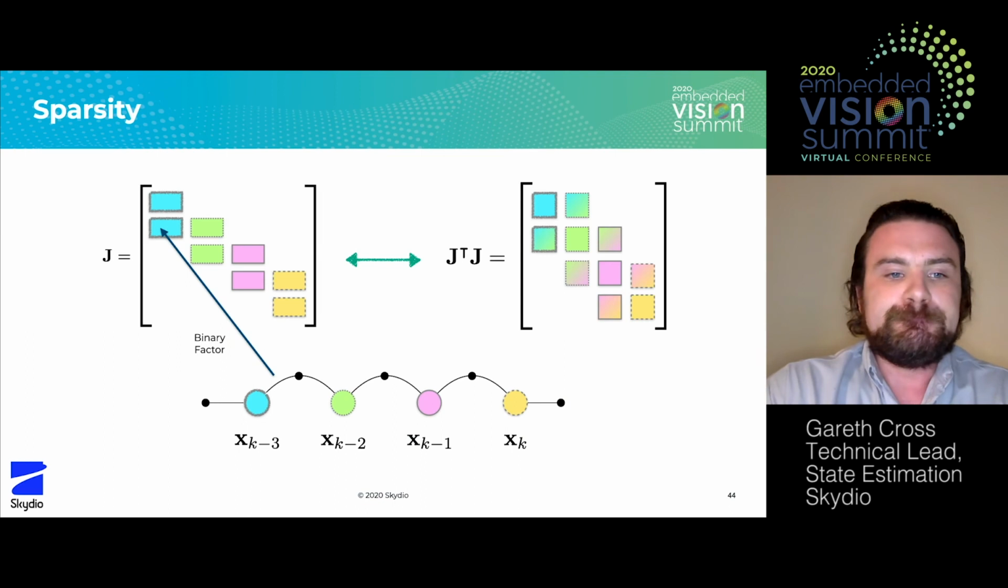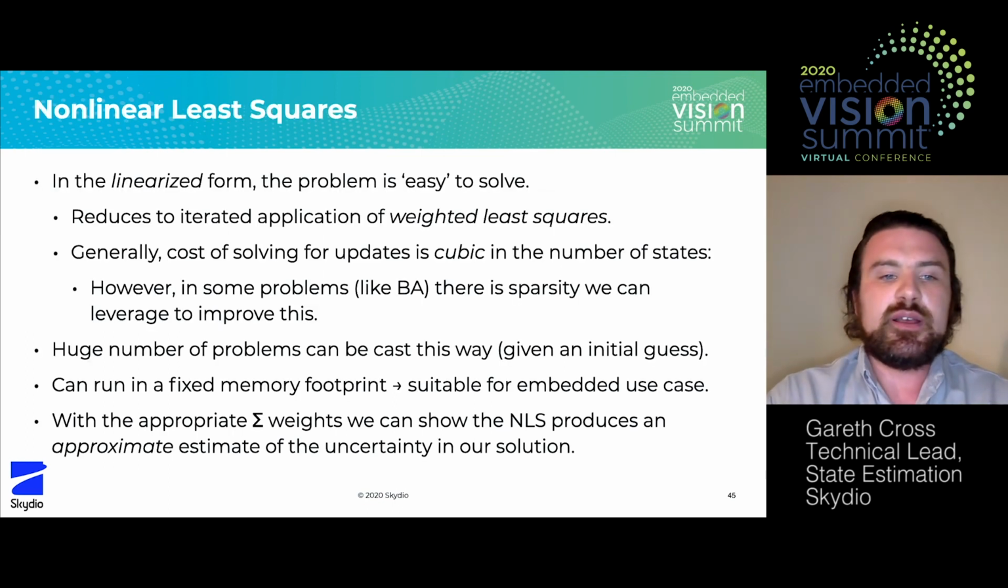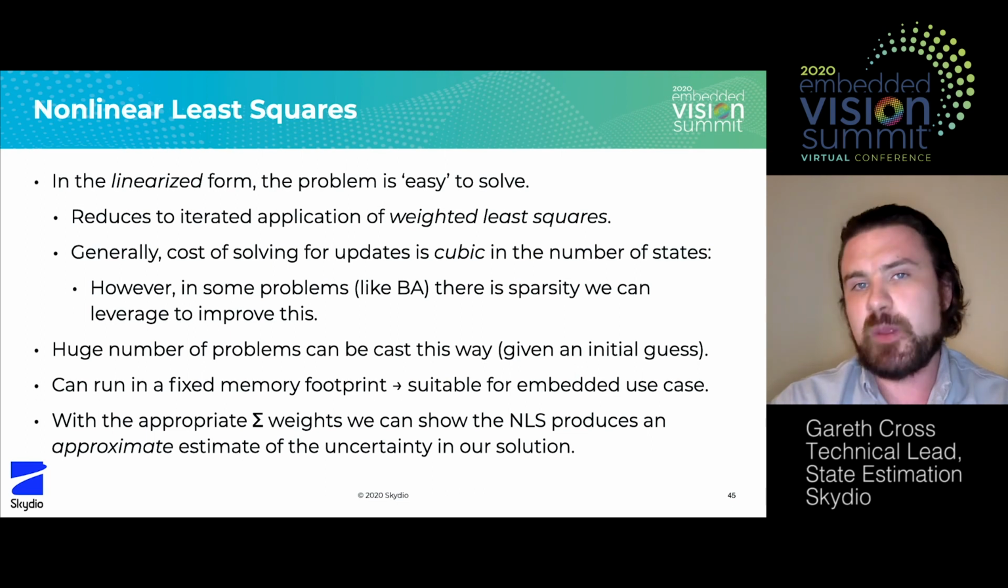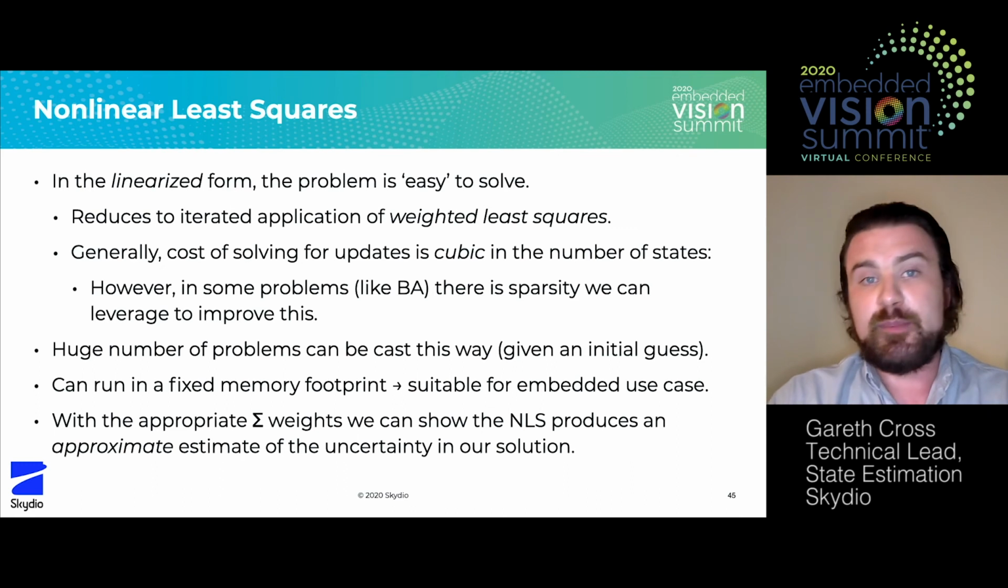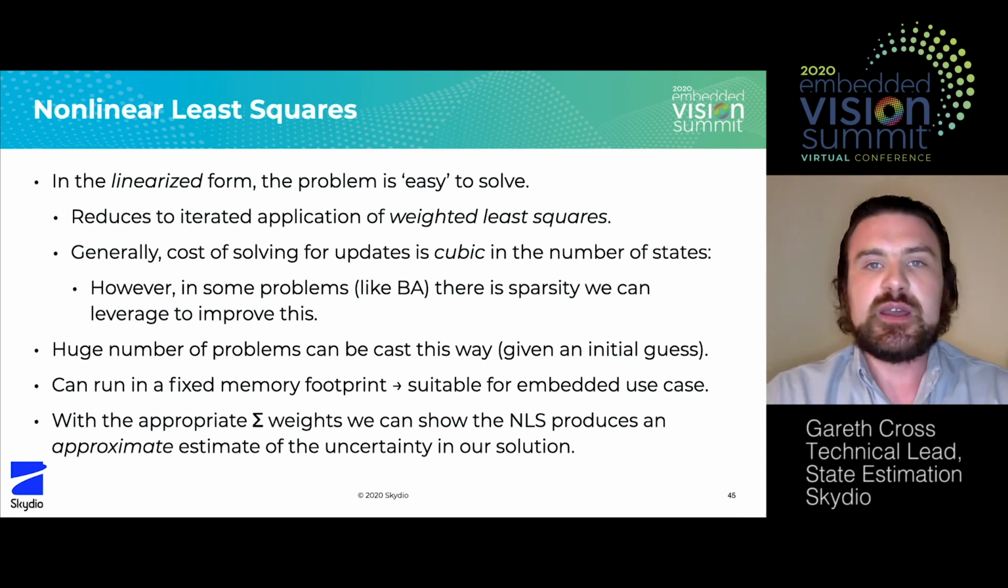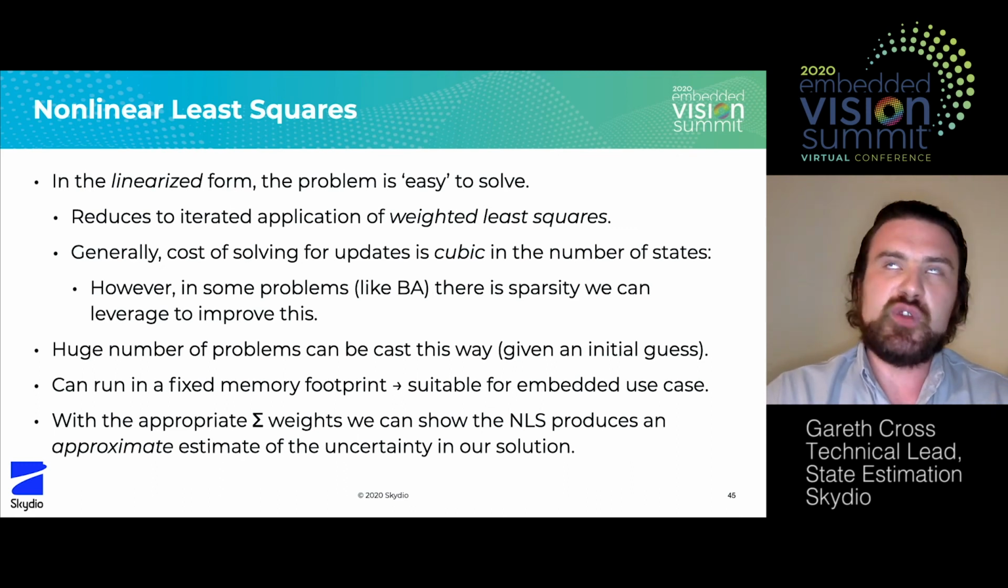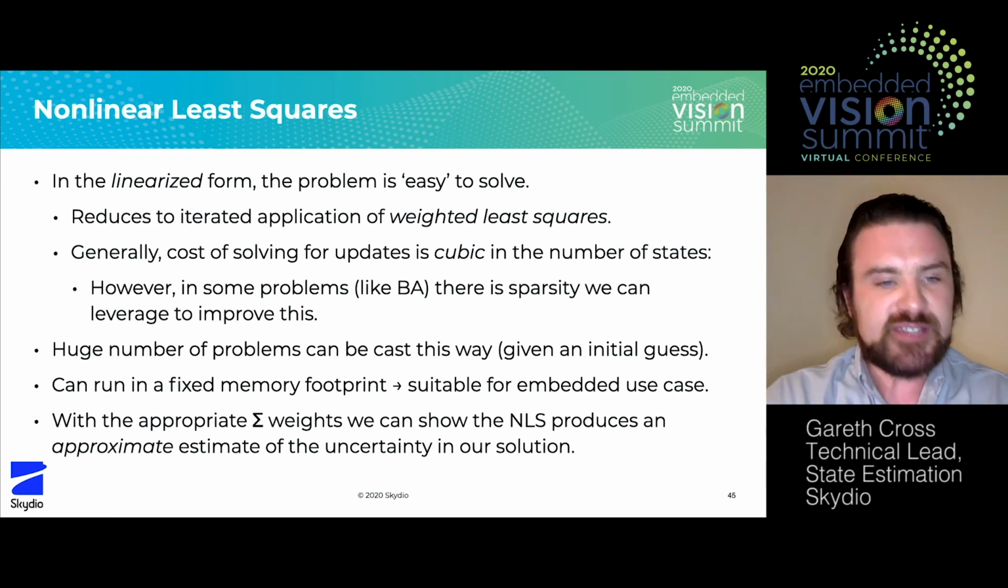So nonlinear least squares, at a high level, takes the problem, puts it into a linearized form, and then in that form, the problem is easy to solve, which is one of the appeals of this approach. You can iteratively apply that approach, and you can weight the different factors that you have by adjusting your measurement noise expressions in order to get more desirable trade-offs between your different sensors.